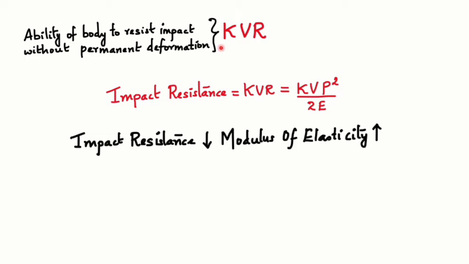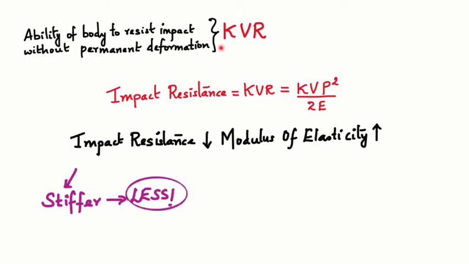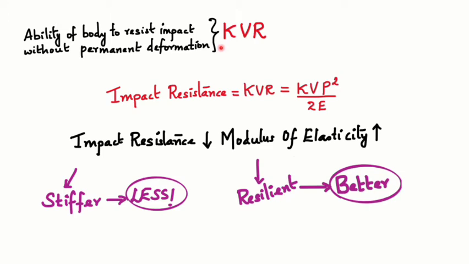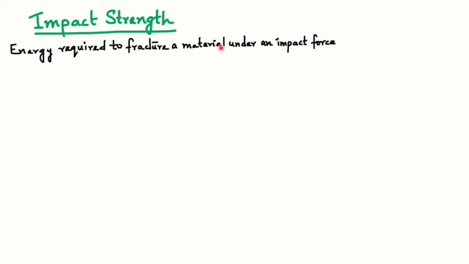Now, we know the formula. So from this, what can be inferred? It can be inferred that the modulus of elasticity is inversely proportional to the impact resistance. That is, when impact resistance falls, the modulus of elasticity is going to rise. From this, it means that a stiffer material is going to have less impact resistance, whereas a resilient material is going to have a better impact resistance. Again, the volume and impact resistance are directly proportional to each other.